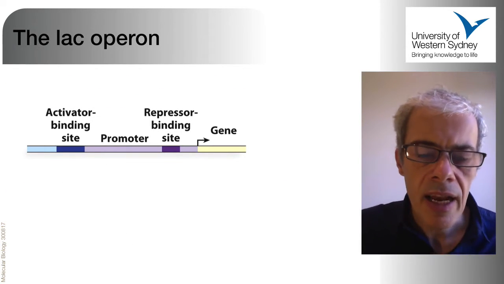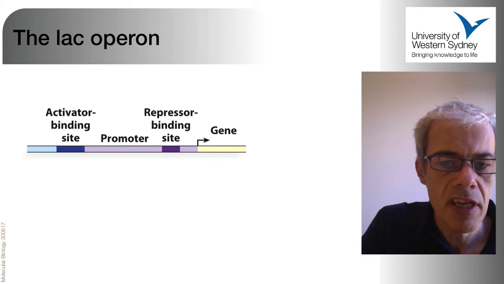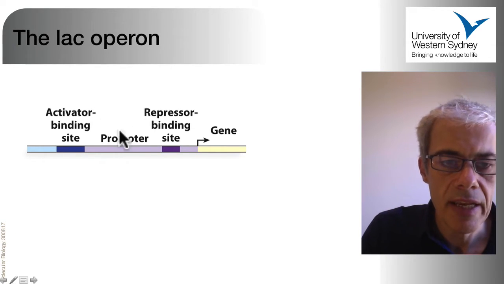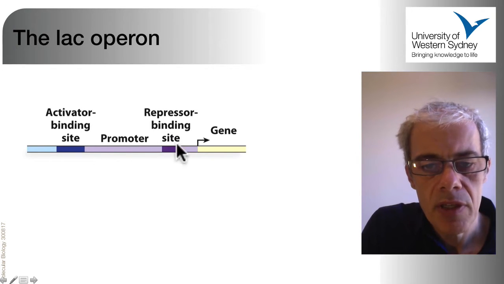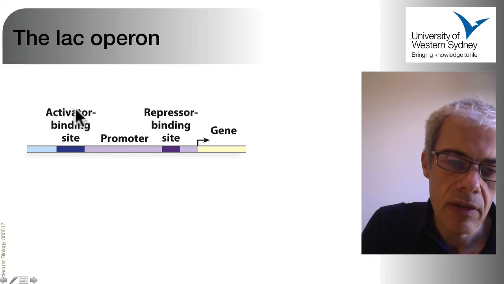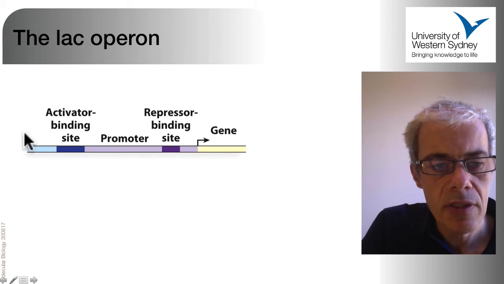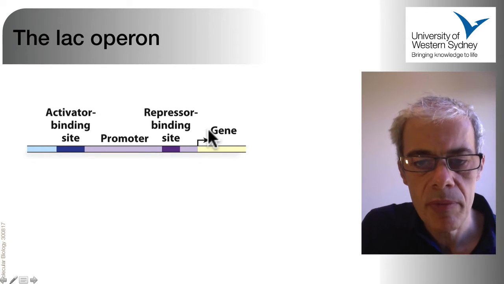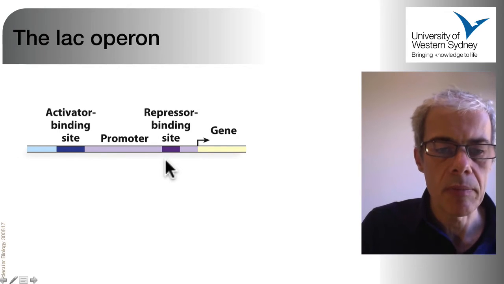Now, in the last lecture, we looked at the Lac Operon, and the textbook provided us with this schematic of a promoter containing activator binding sites and repressor binding sites. The promoter is upstream from the gene, upstream meaning in the 5' direction, downstream meaning in the 3' direction. So this is the 3' end, the 5' end. The promoter is immediately upstream from the gene. And this is the figure we looked at last week.